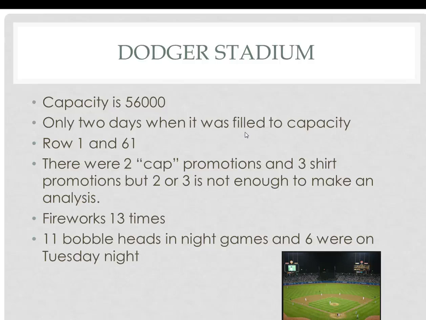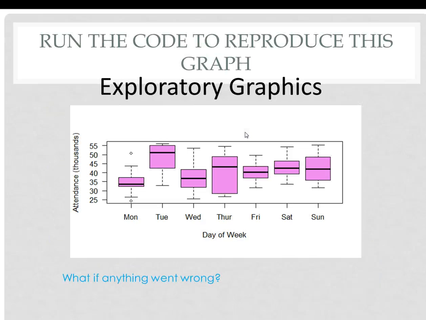On the other hand, there were 13 fireworks, so we could do a similar analysis for fireworks, but specifically we're going to be talking about bobbleheads. So there were 11 bobblehead promotions in night games, and 6 were on Tuesday night. We're just noting those facts.